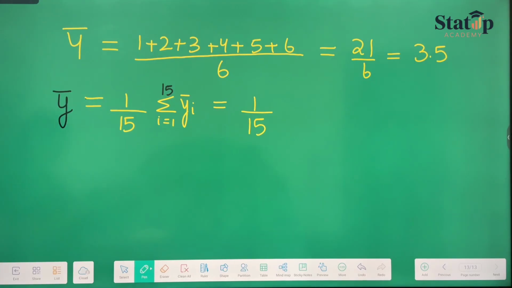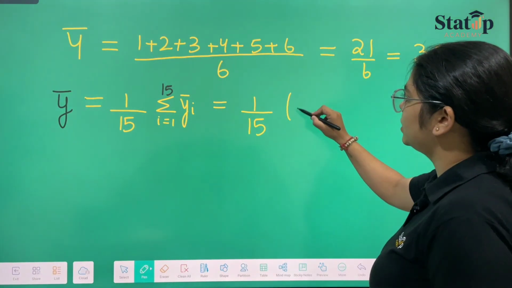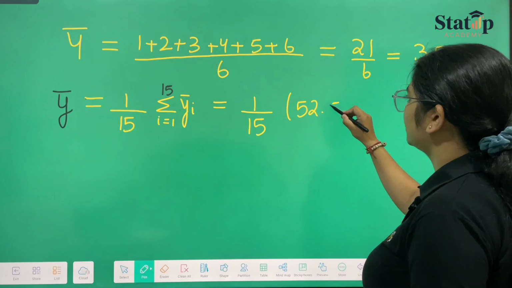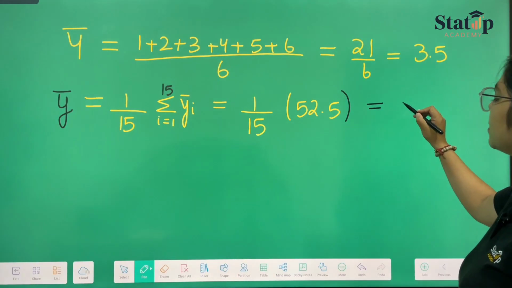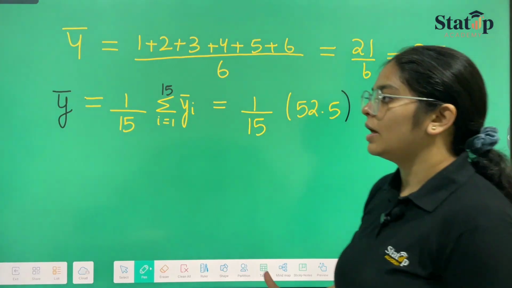Let me just quickly review with the calculator. If I do it with the calculator, then that is how we can save time in our examination as well. So the summation of yi, i goes from 1 to 6, is 52.5. And when we solve this, it comes out equal to 3.5. Solve it on your own.